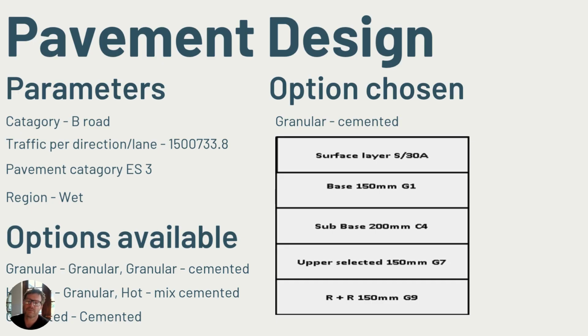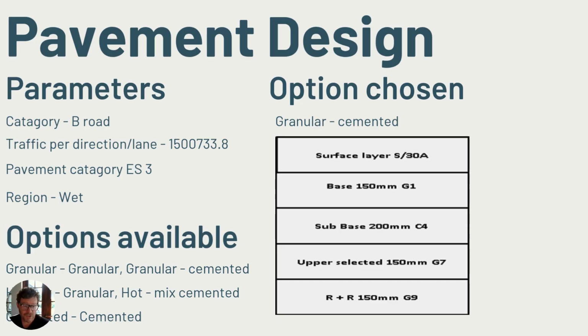Due to the price of hot mix asphalt bases and the cracking associated with the cemented bases, it was found that the granular cemented base will be the most suited for the pavement structure. A granular base was also considered, but because it's unpredictable, it was omitted in the end.